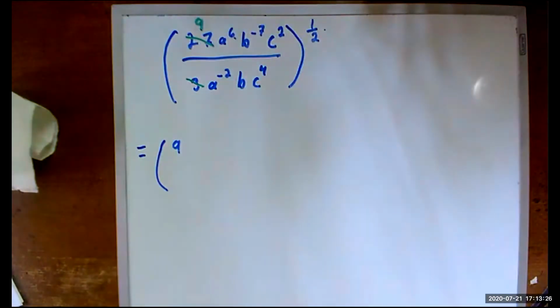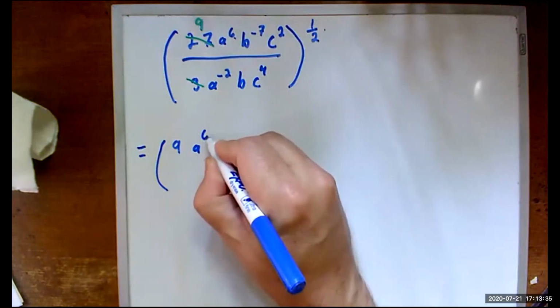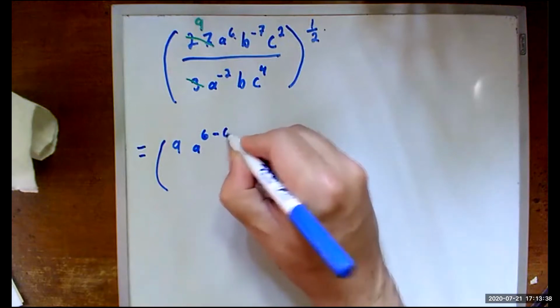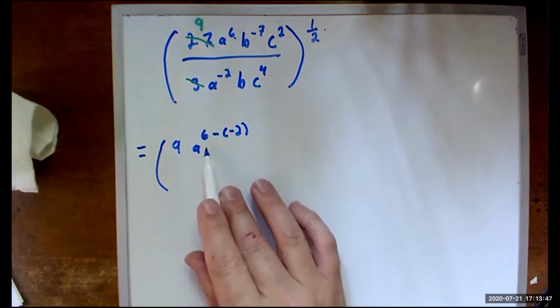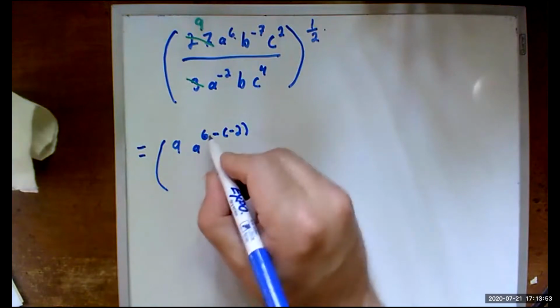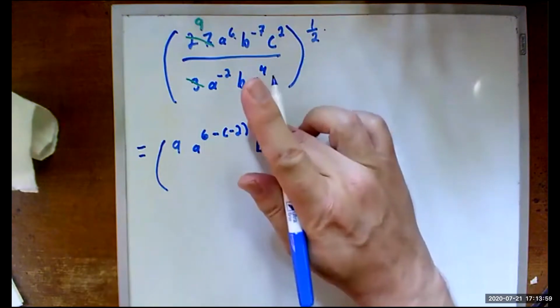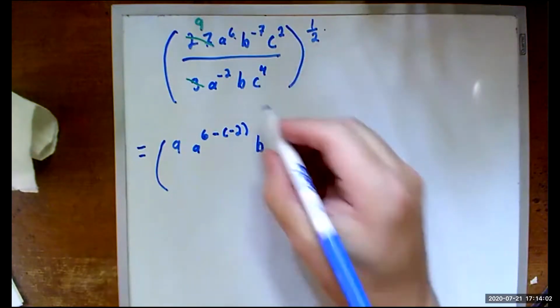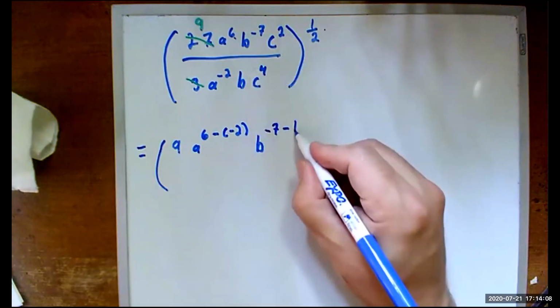A to the 6th over a to the negative 2, that becomes a subtraction question. I'm going to write it out really explicitly just so that we can keep track of everything. So this becomes 6 minus negative 2. I know it's a weird way to write out the powers, but I want you to see what's happening clearly here. I'm getting a to the power of 6 minus the negative 2 from the other a. So a to the power of 6 minus negative 2. I'm going to do the same thing with my b's. I'm going to keep it all up top for the time being. I'm going to get b to the negative 7 minus 1.